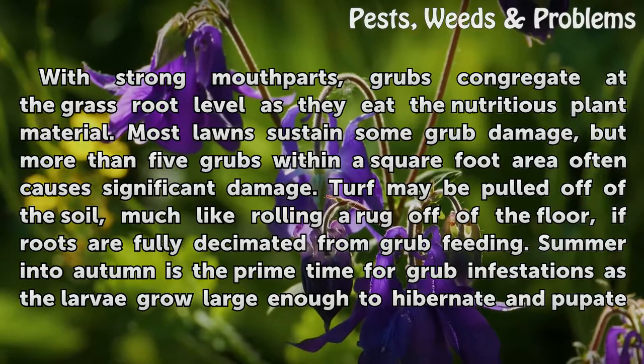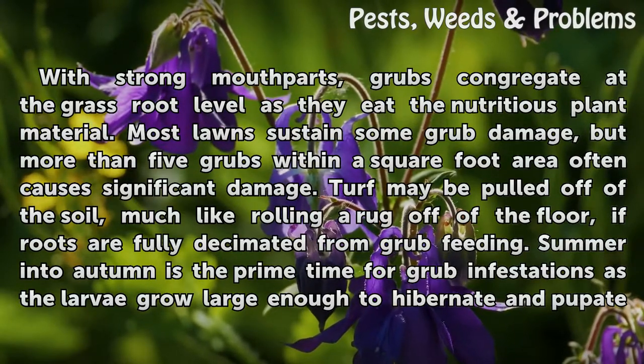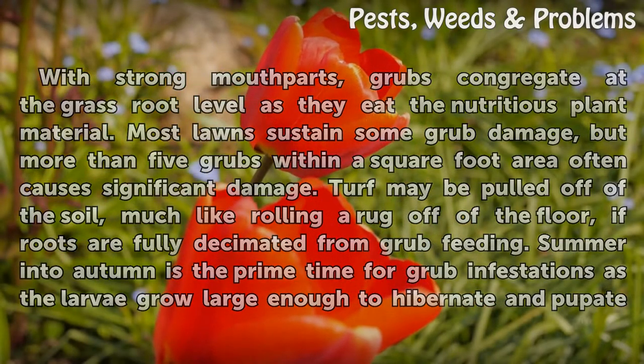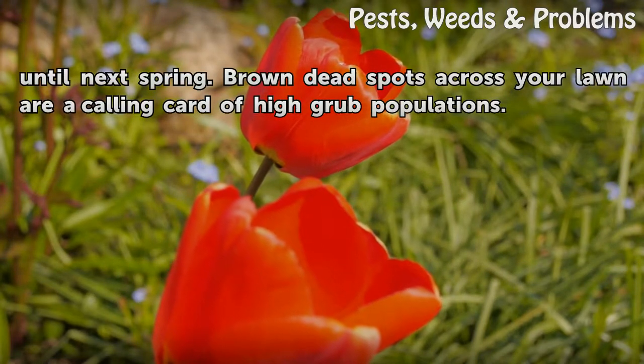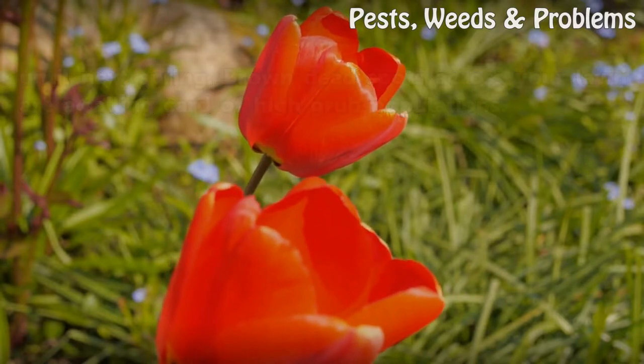Turf may be pulled off of the soil, much like rolling a rug off of the floor, if roots are fully decimated from grub feeding. Summer into autumn is the prime time for grub infestations, as the larvae grow large enough to hibernate and pupate until next spring. Brown dead spots across your lawn are a calling card of high grub populations.